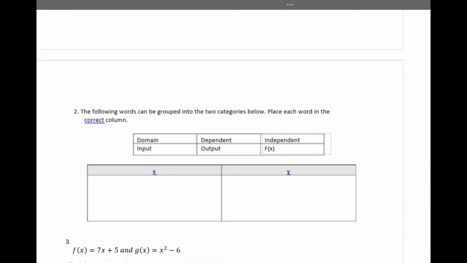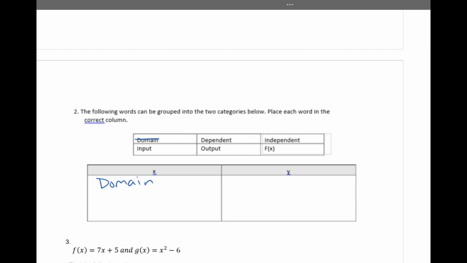The following words can be grouped into 2 categories below. Place each word in the correct column. So you have domain, dependent, independent, input, output, f of x. Okay, so x and domain. X and domain, yes, that is true. Domain and x are the same thing. If I had range, it would go to y, but there is no range in the box.